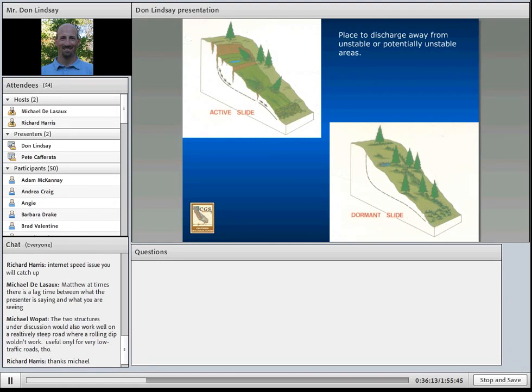Place drainage structures to discharge away from unstable or potentially unstable areas. Here we have a diagram in the upper left showing the geomorphic indicators associated with an active slide that include open tension cracks, abrupt and rough scarps, and toppled and jackstrawed trees. The diagram in the lower right shows geomorphic indicators associated with a dormant slide that could be prone to reactivation. The indicators are rounded, hummocky to benchy slopes, sag ponds, and sweptback trees.